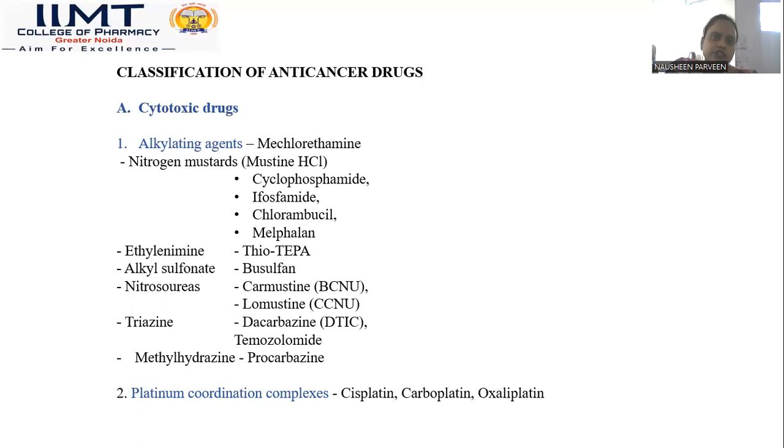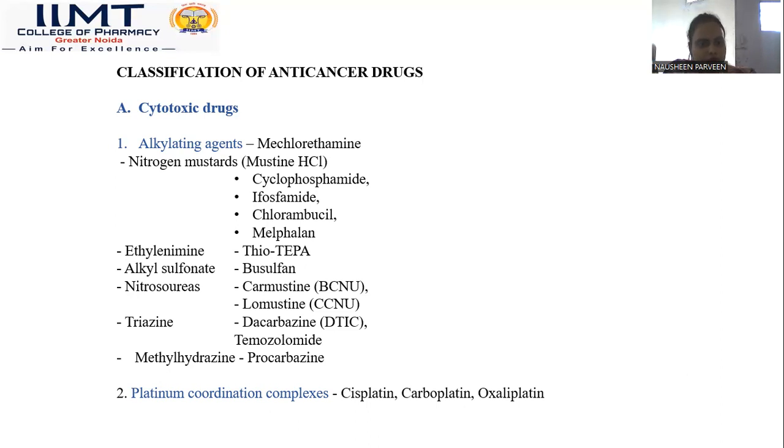Next, classification of anti-cancer drugs. The first class is cytotoxic drugs, and a subclass of cytotoxic drugs is alkylating agents. Example: mechlorethamine. Next is nitrogen mustard. Examples are cyclophosphamide, ifosfamide, melphalan.